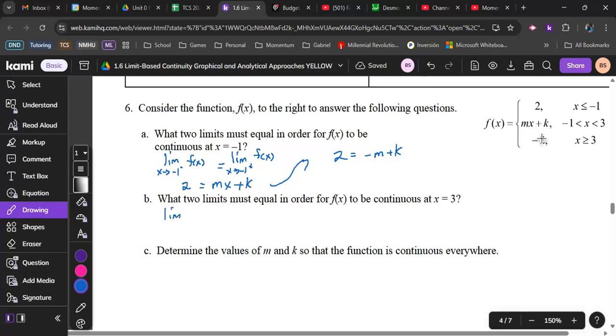So now my boundary point is 3. So the two limits are the limit as x approaches 3 from the left of f of x. We need it to be equal to the limit as x approaches 3 from the right of f of x. And in this case, let's go ahead and write it right away. Mx plus k is equal to 3. But I can simplify that because I know what x should be. It's not equal to 3. It's equal to negative 2. I'm getting ahead of myself. I apologize. X is 3. So it's 3m plus k equals negative 2. Apologies for writing the 3 in the wrong spot. That makes sense to everybody?